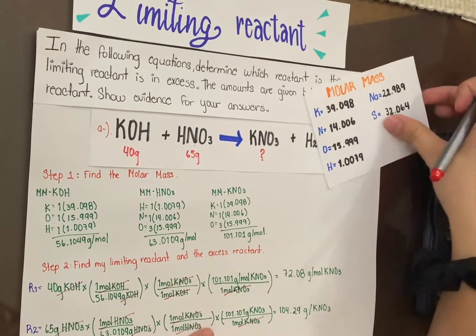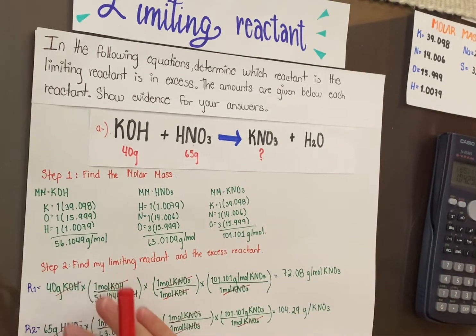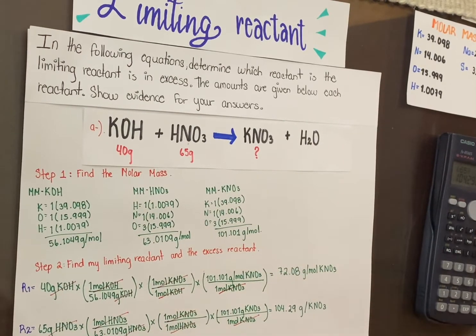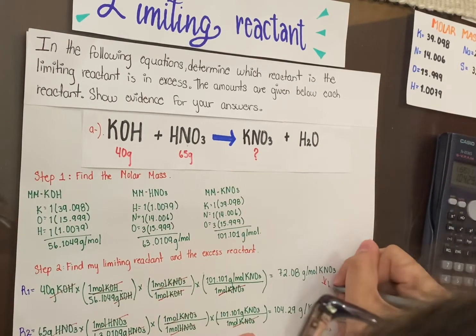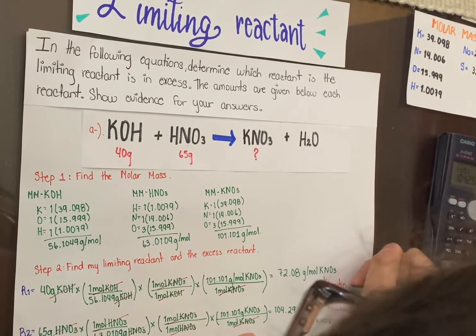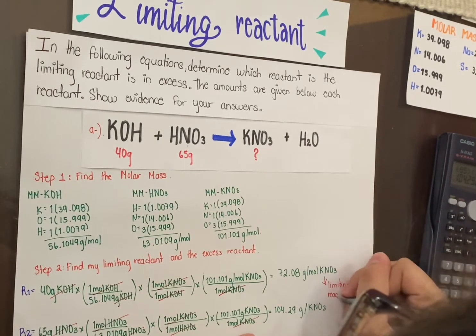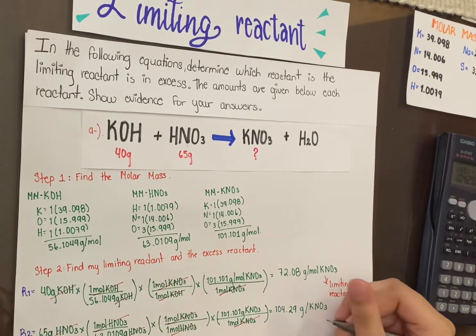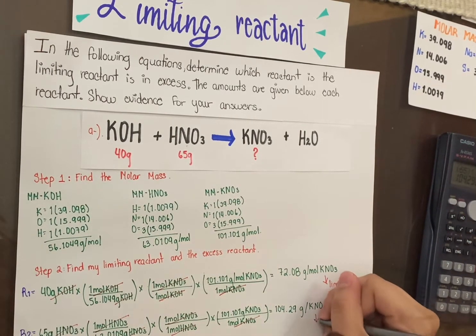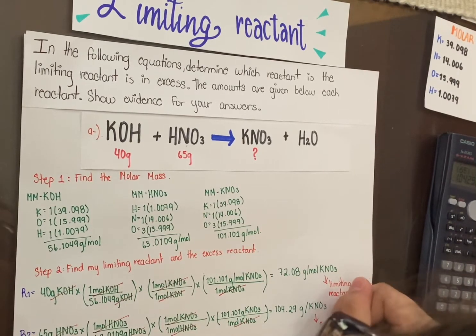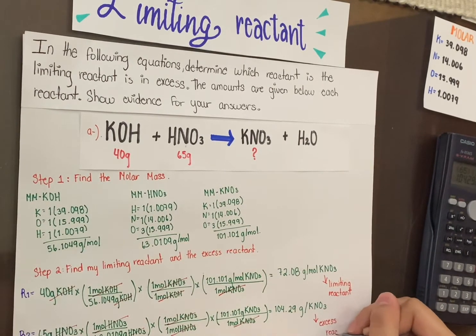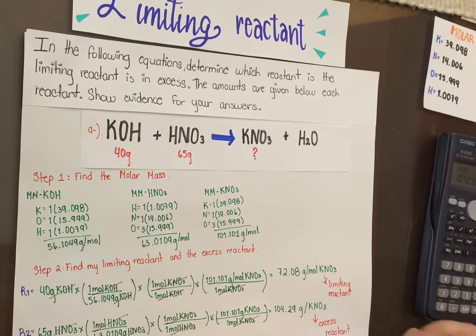So here we have the two reactants and the values of each one. This is the last one. So this one will be my limiting reactant. And this one, the value is the biggest one, so it will be my excess reactant.